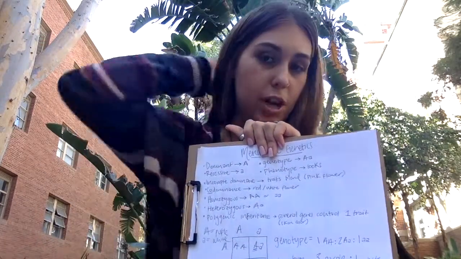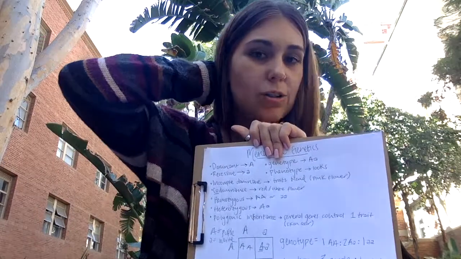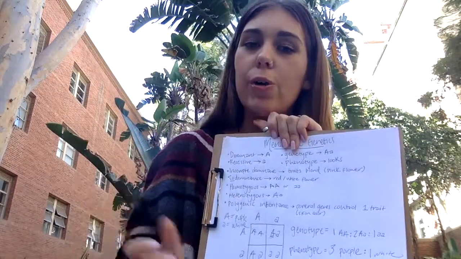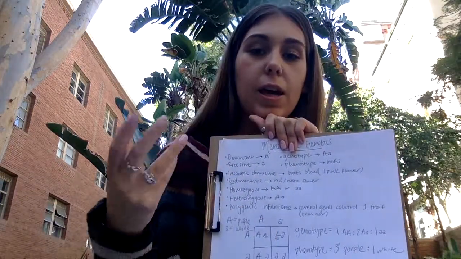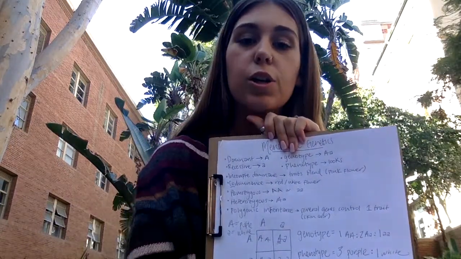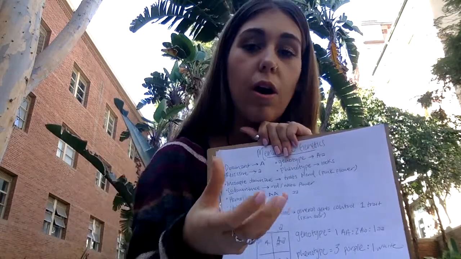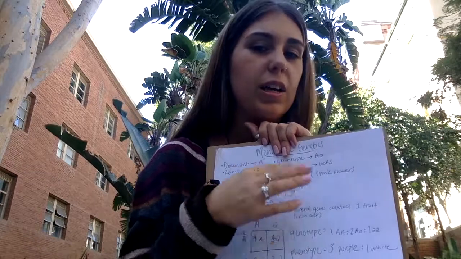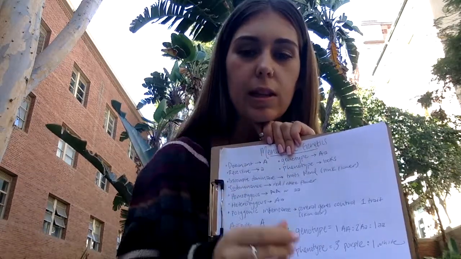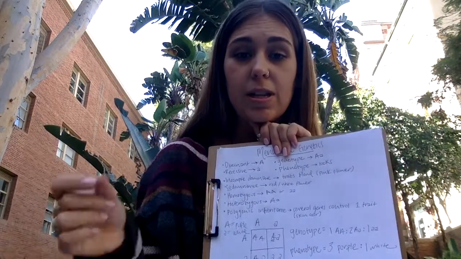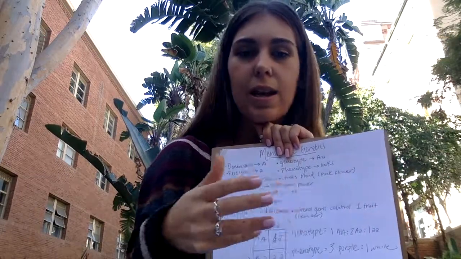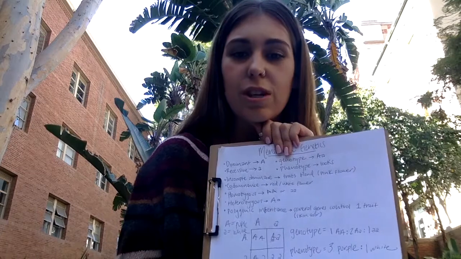However, in codominance, both are dominant and they're both shown. So if we had our red and white flower again, instead of having a pink flowered offspring, you would actually have both red and white showing on that flower. So you could have lines going through it or something like that. That's going to be our codominance. Together, they are dominant. In incomplete dominance, neither one is fully dominant, so they just blend.